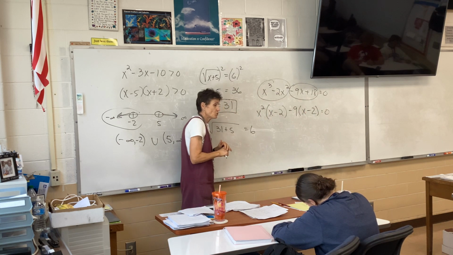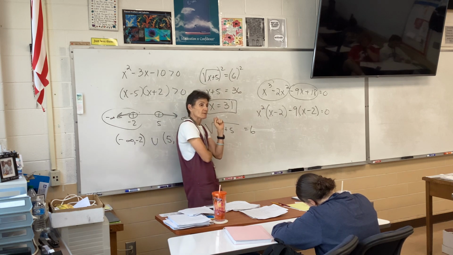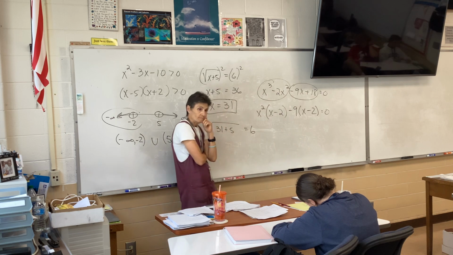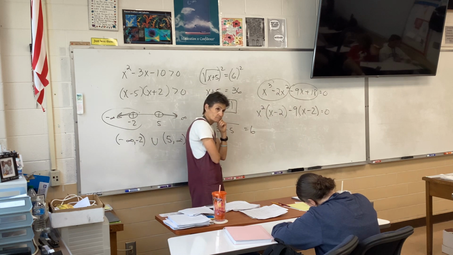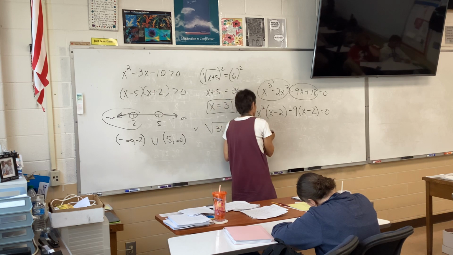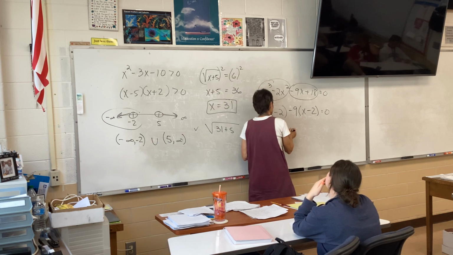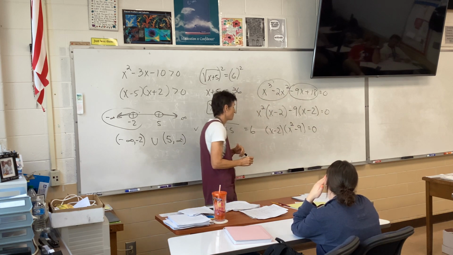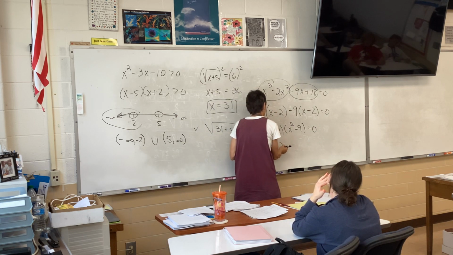So we grouped the first two, pulled out what we could. We grouped the second two, pulled out what we could. All right, now what? Now you're gonna take the x minus 2 and create a new parentheses, and then add x squared minus 9 together, and then you're gonna break that down into x minus 3, x plus 3.